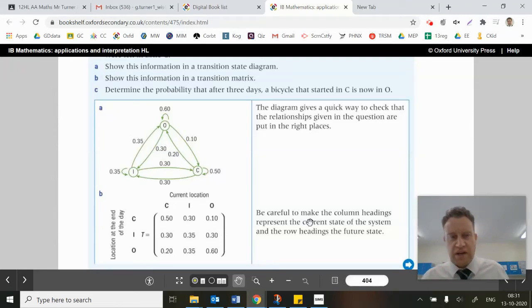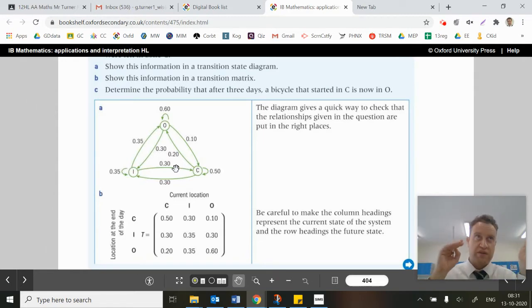Hi there, guys. So in 9F, we dealt with transition state diagrams, which came from Markov chains of probabilities which were dependent on a previous outcome to an event. And then from the transition state diagrams, we developed transition matrices. So that's in the previous video.